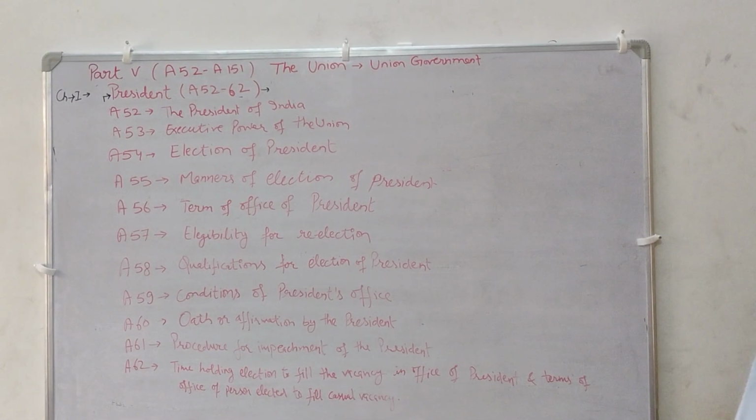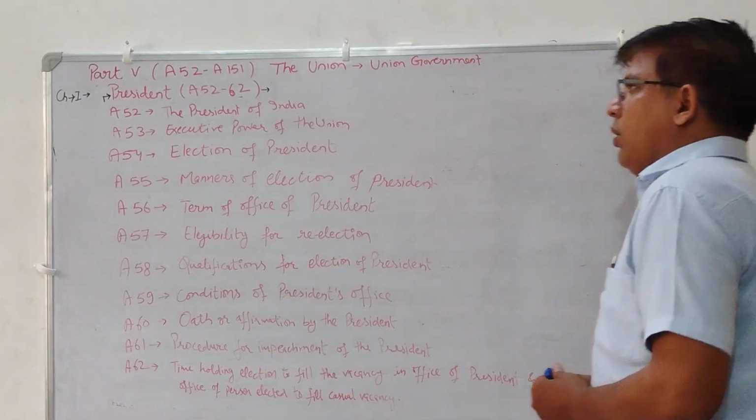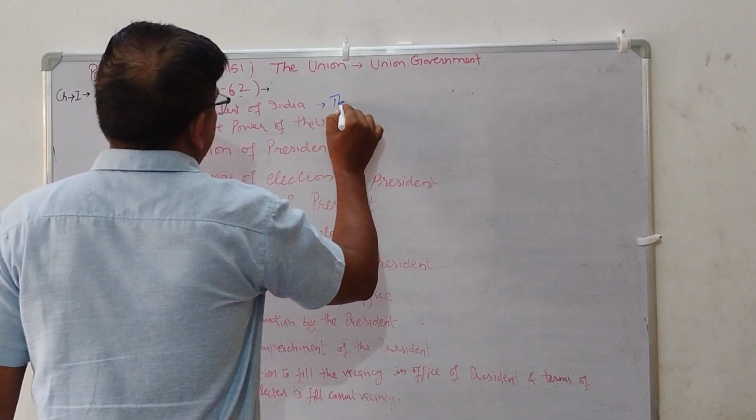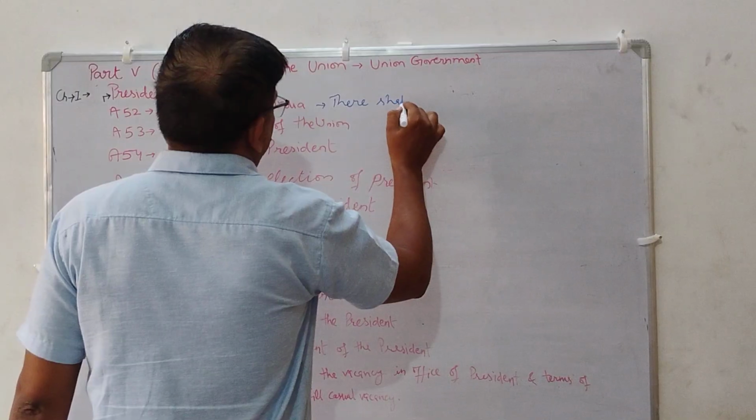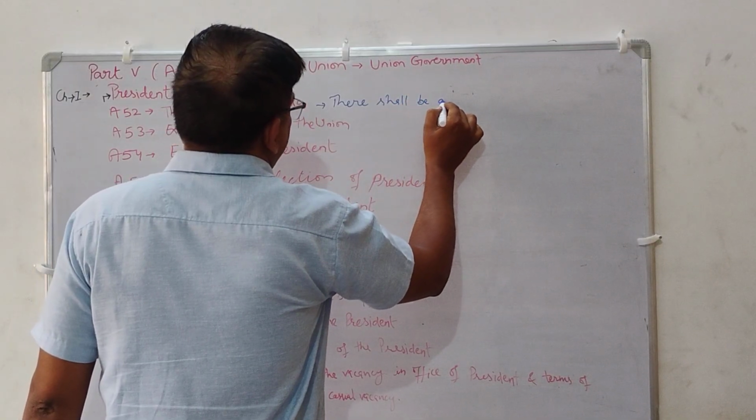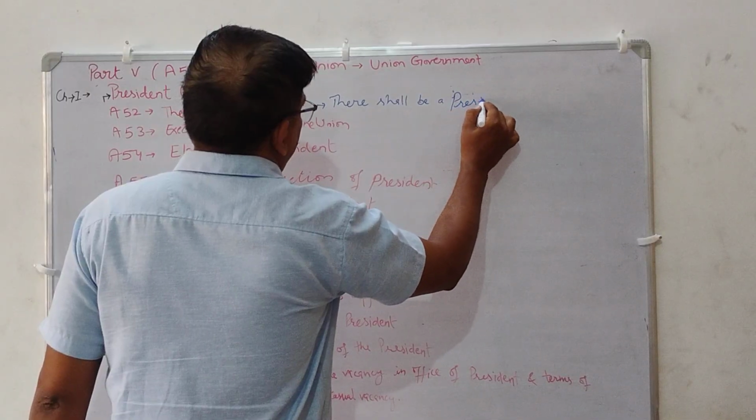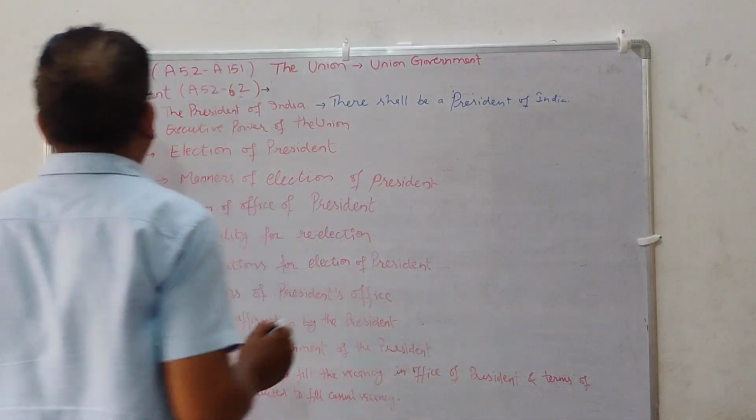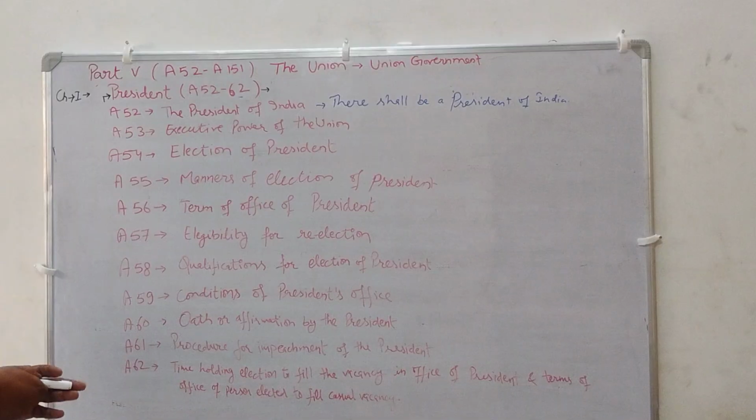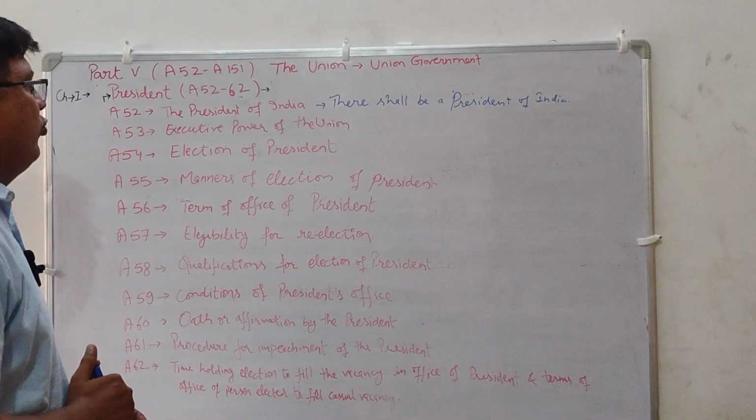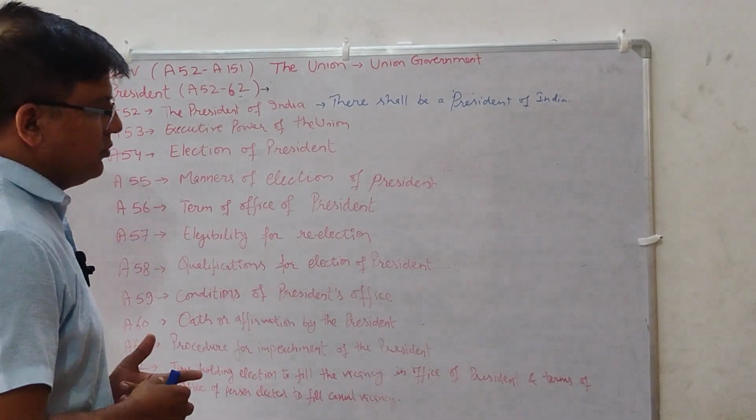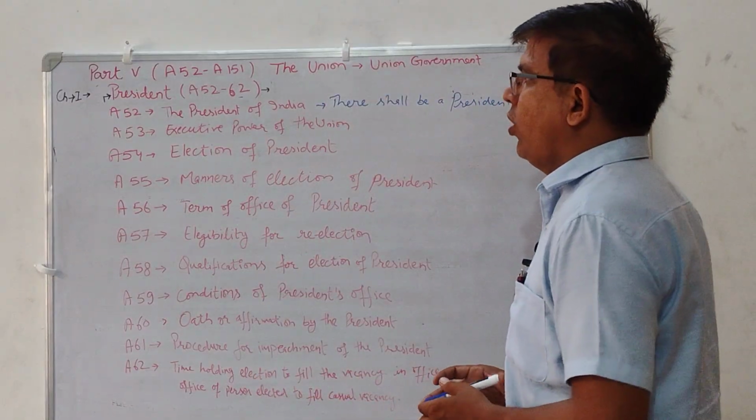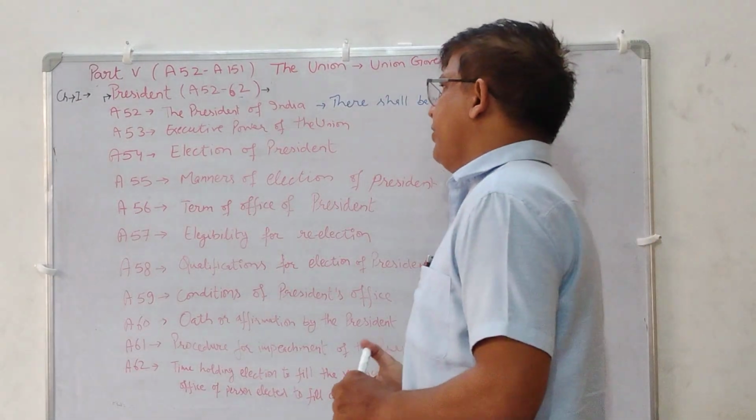Now, Article 52 tells the President of India: there shall be a President of India. This is given in Article 52. Article 53 tells about the executive power of the Union, because all executive power is vested in the President. So Article 53 tells about the executive power of the Union.